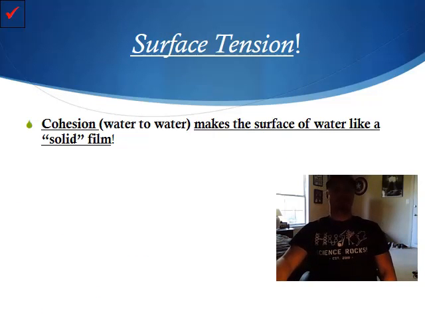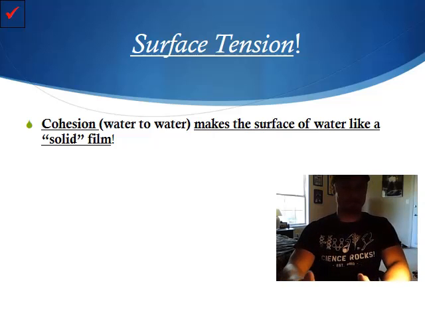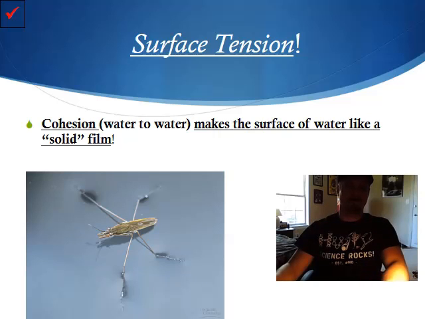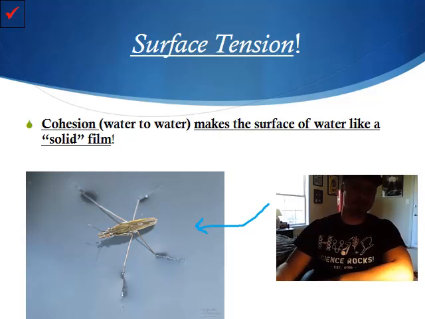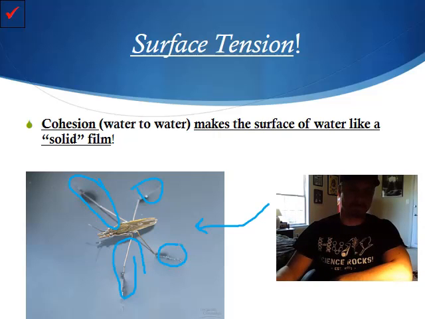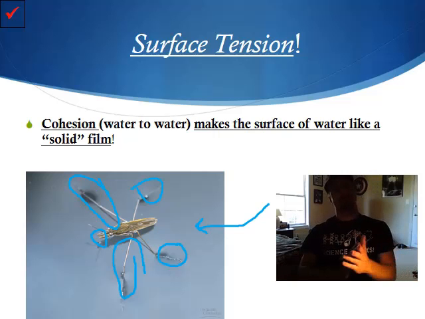So, surface tension. Cohesion. Water to water makes the surface of water like a solid film. And if you're light enough, for example the water strider here, it can use that surface tension to float. So we have these arms right here that act as paddles, propelling it through. We've got these two back here, which act more like rudders on a boat. And it's kind of hard to see right now, but there are two arms up here that are used for grabbing prey. So, surface tension.